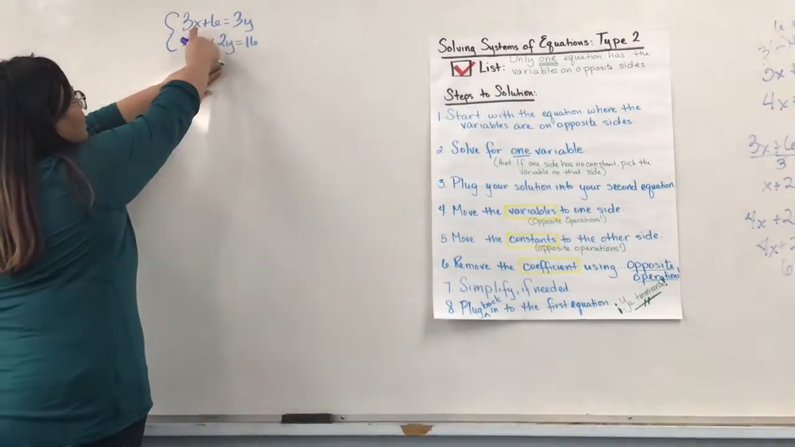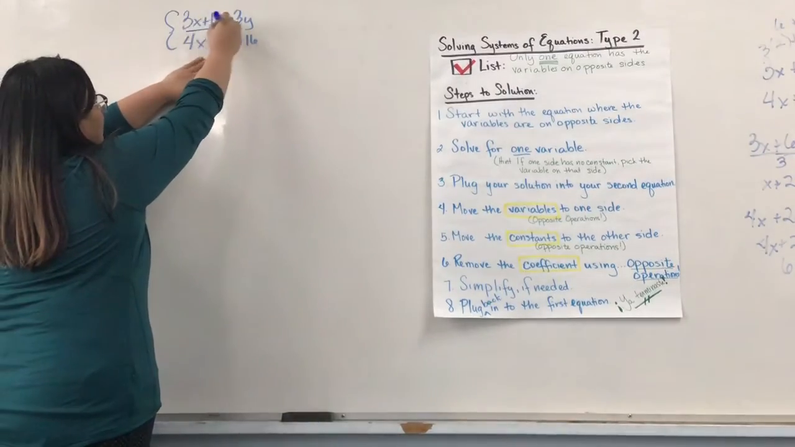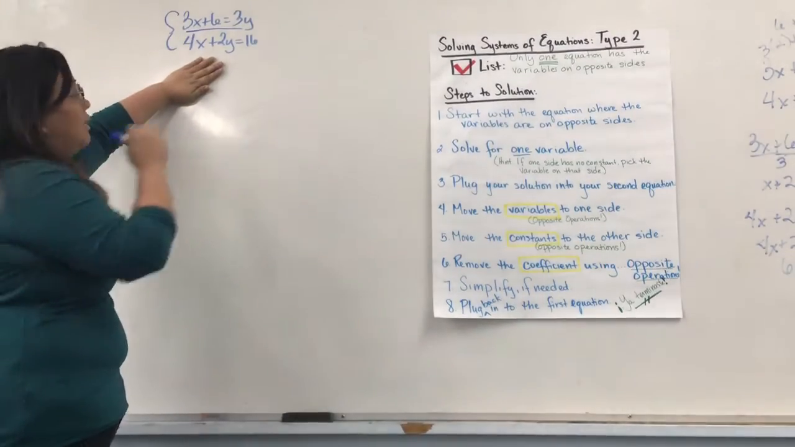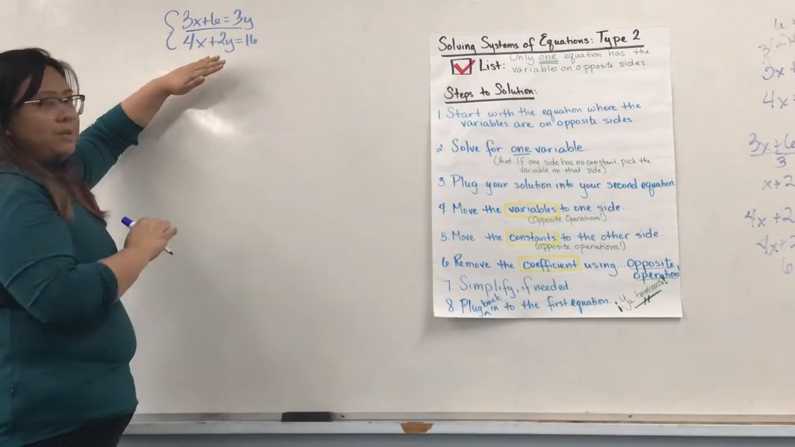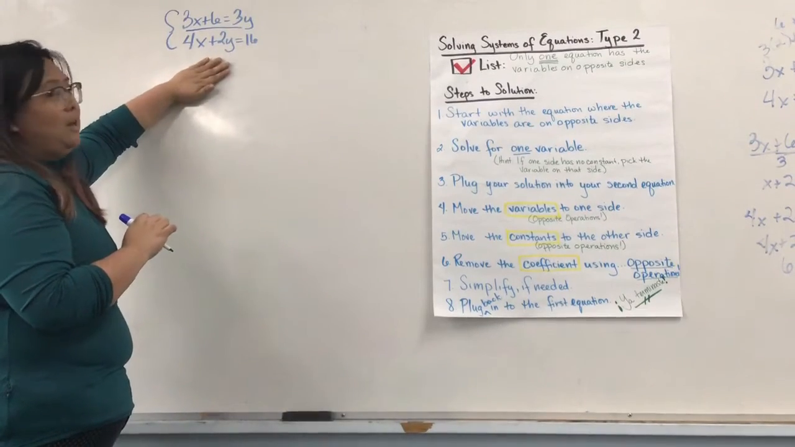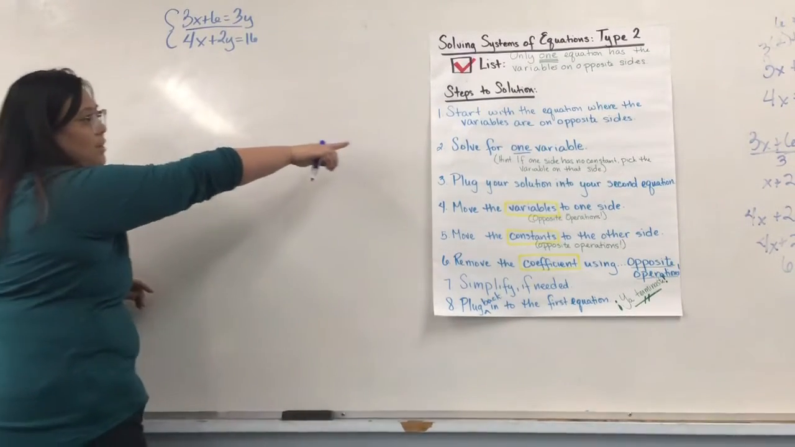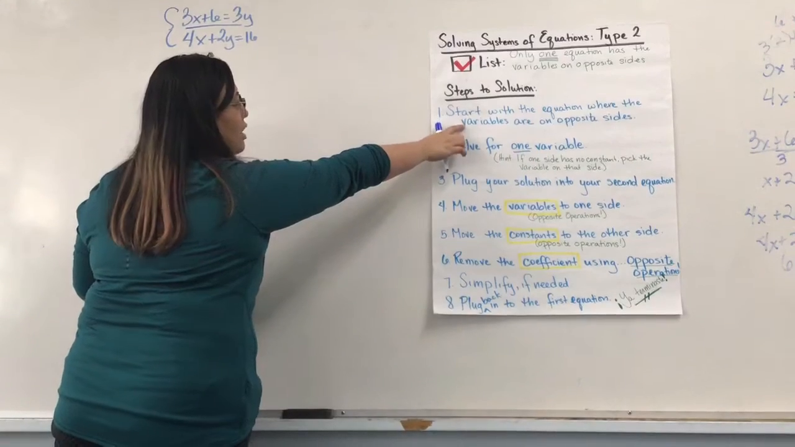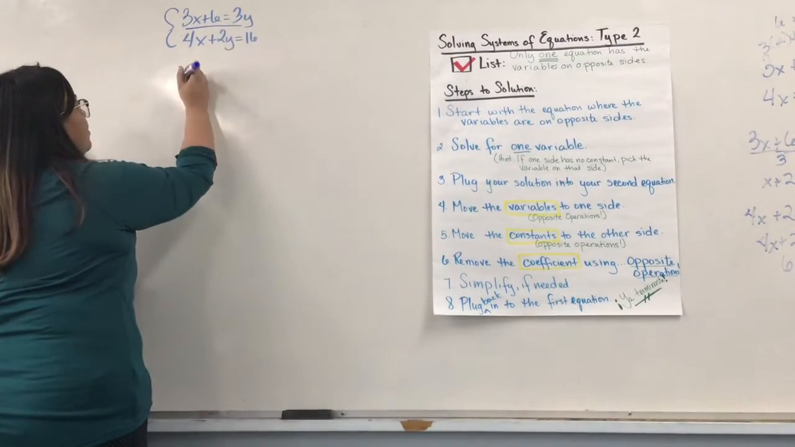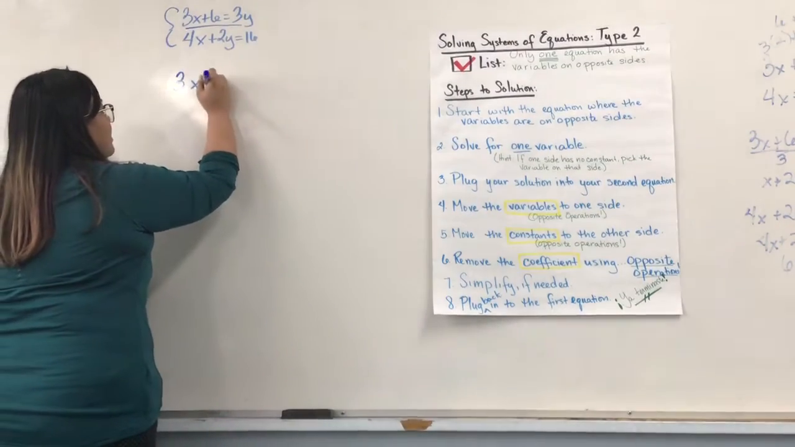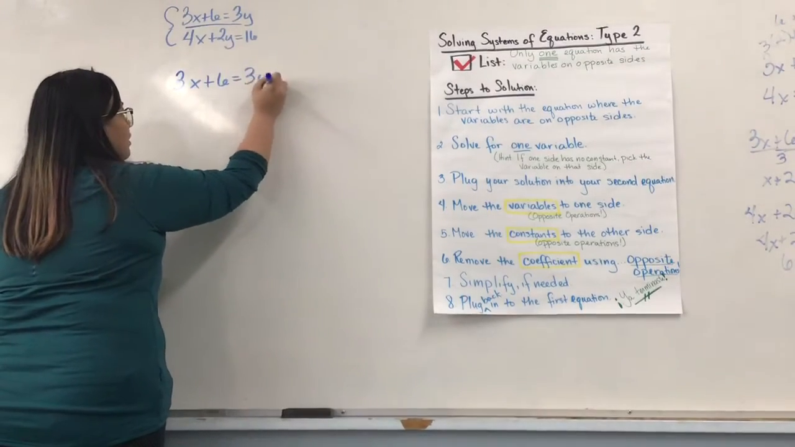If I'm looking, this one equation right up here has the variables on opposite sides. The second one does not, so I know that I'm doing a type 2 style problem. Okay. The very first thing you want to do is start with the equation where the variables are on opposite sides. So I'm going to go ahead and pull this equation down. 3x plus 6 equals 3y.